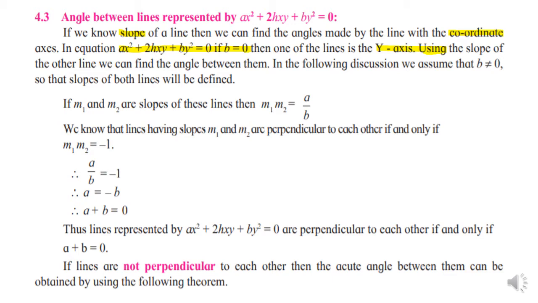So we have to define the slopes of both the lines. If the slopes of both the lines are m1 and m2, then we know that the product of the slopes is given by m1 into m2, which is a upon b.